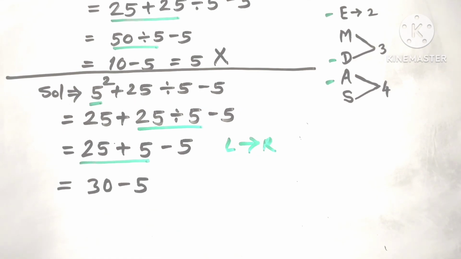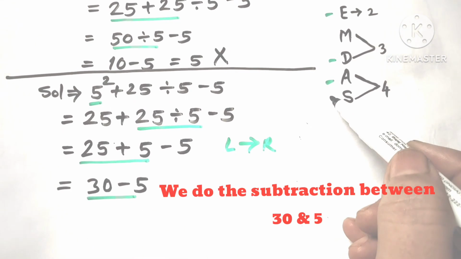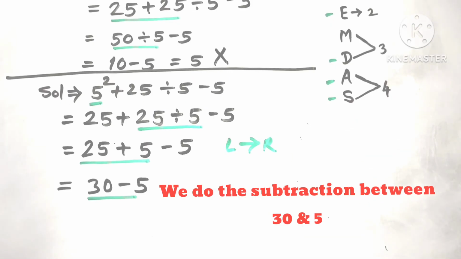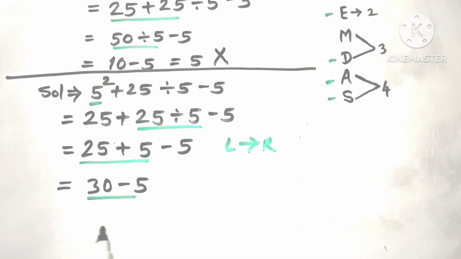Is equal to 30 minus 5. Now we do the subtraction between 30 and 5. Is equal to 25. 25 is the correct answer.